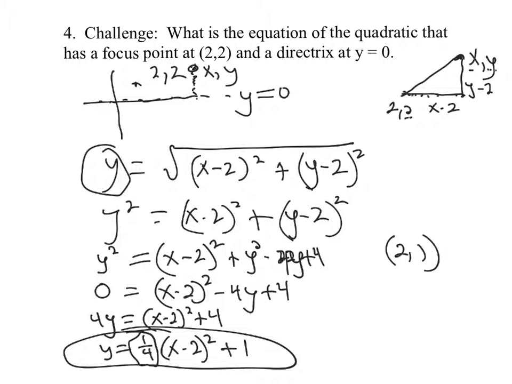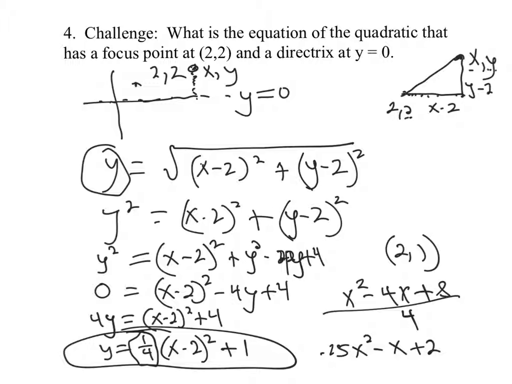Okay, we also could have ended up with the equation x squared minus 4x plus 8 all over 4, or 0.25 x squared minus x plus 2, or even another version of that.